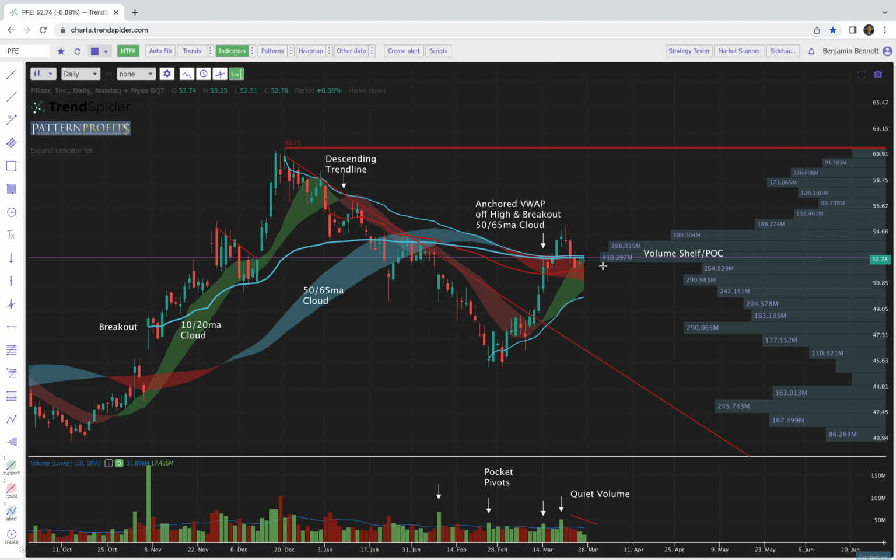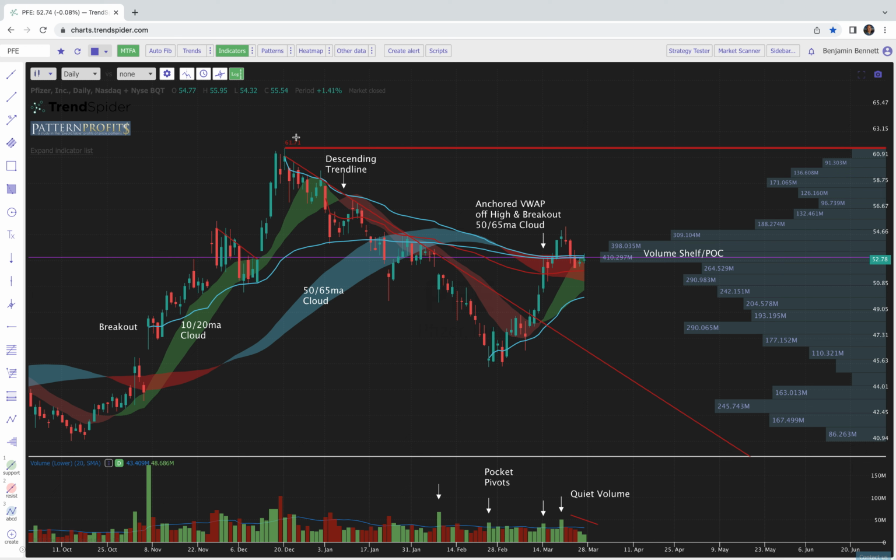clouds kind of confluence there, volume shelf point of control there as well. So just want to see if that can push out there. You had an inside day there on Thursday, came out to the upside, but it wasn't able to push through those two anchored VWAPs above, off the high and off of the breakout. So if that can push through there, like to see volume pick up. You got really quiet volume here as it came in. So like to see that pick up again through the upside.